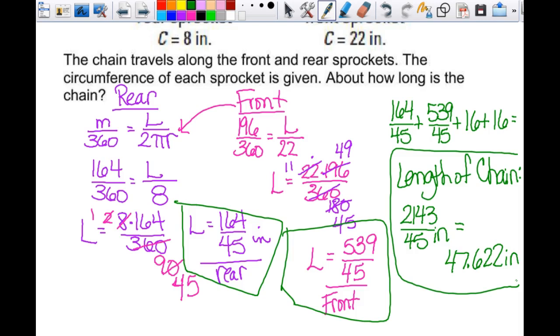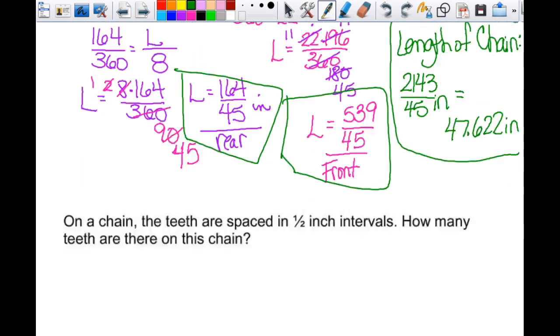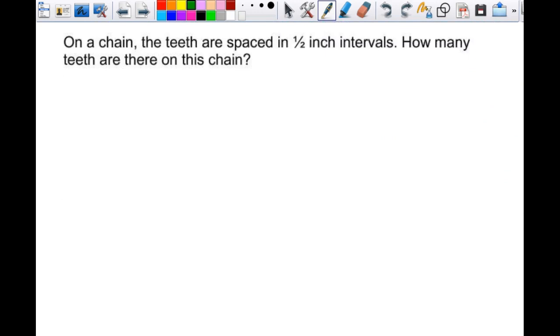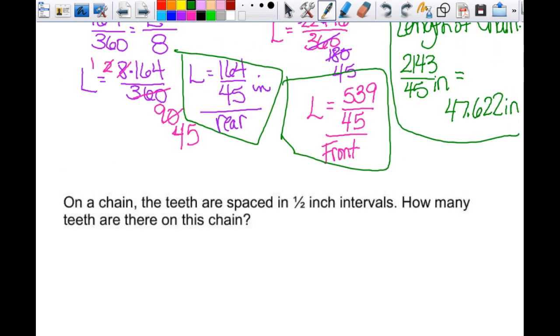All right. Right so far? Yes? Okay. So then here. Now this says on a chain, the teeth are spaced at half-inch intervals. How many teeth are there on this chain? So we're talking about the chain that we already know the length of.